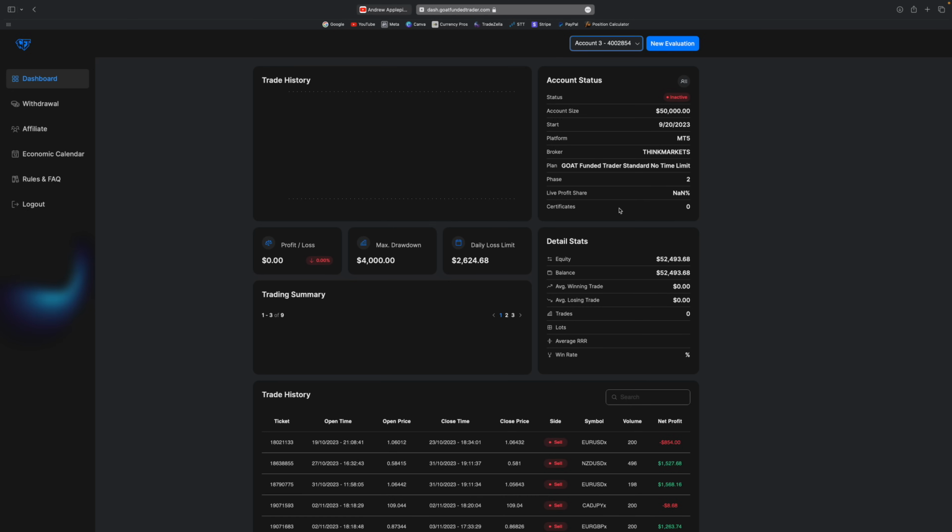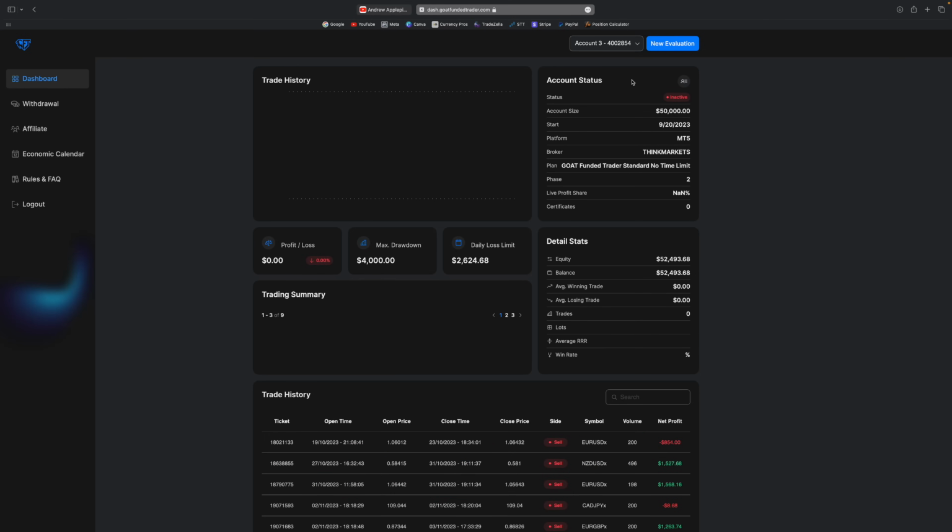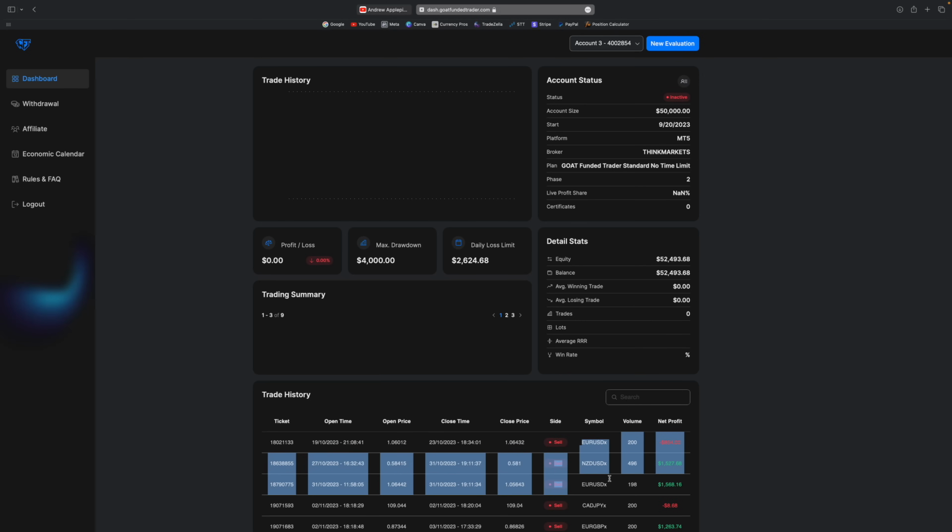So without further ado, let's head over to TradingView, and we're going to break down the trades that I took and the strategy that I use to pass the phase 1, the phase 2, and am now trading live. And just received my withdrawal. So let's head over to TradingView.